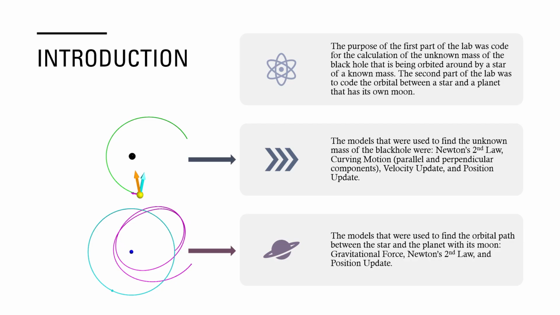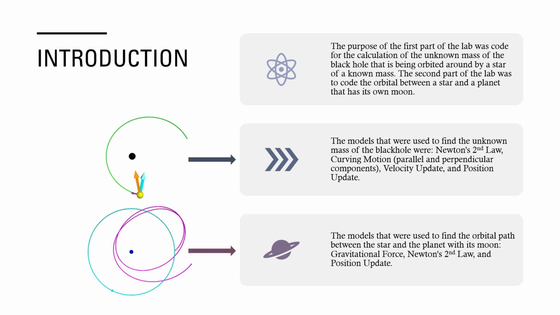So the purpose of the first part of the lab was to code for the calculation of the unknown mass of the black hole that is being orbited around by a star of known mass. The second part of the lab was to find the trajectory of the path between objects that are interacting with each other, which is a spaceship, a planet with a moon that is orbiting around a star.